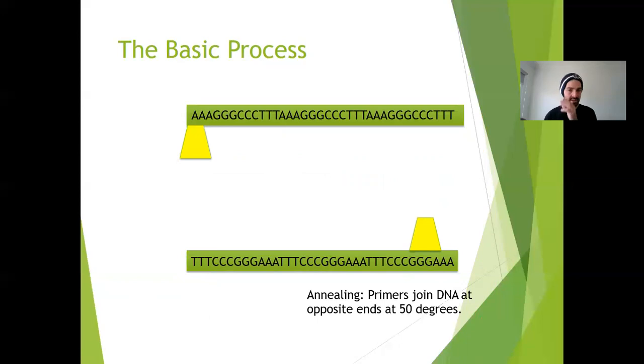Our next step is the annealing stage, where our primers will join DNA at opposite ends, and again it occurs at around 50 degrees. Now, these primers attach on either side of the section that we want to replicate. So there are all different types of primers. In this example, the primer might be a set of bases reading as TTT, and they're attaching to either end of our sample we want to amplify.